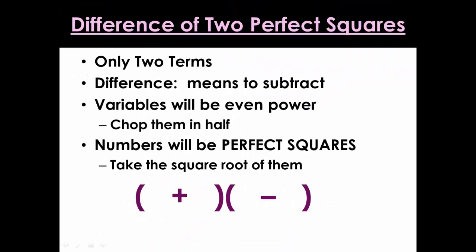There is a special case when you have only 2 terms and you have a subtraction sign in between these, when your variables have even powers and all the numbers are perfect squares. It's called a difference of 2 perfect squares. You're going to have 2 sets of parentheses, one's a plus and one's a minus.